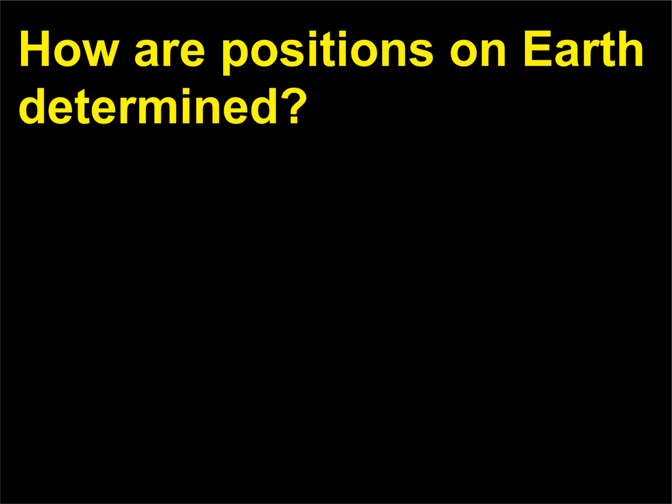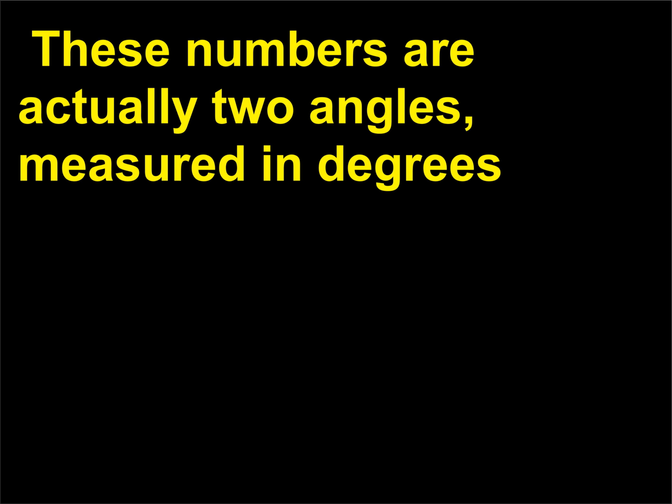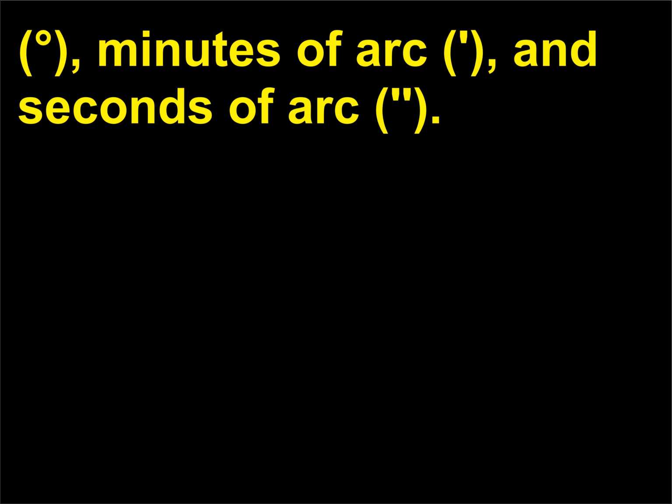How are positions on Earth determined? Positions on Earth are determined using two numbers that represent latitude and longitude. These numbers are actually two angles, measured in degrees, minutes of arc, and seconds of arc.